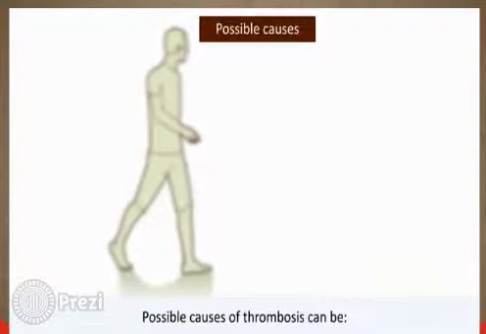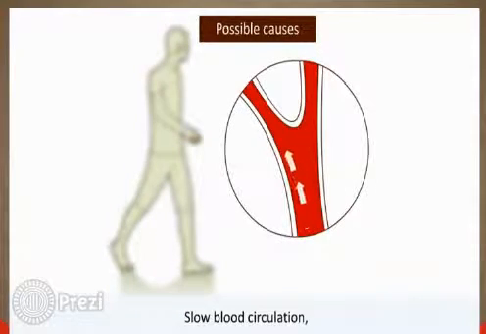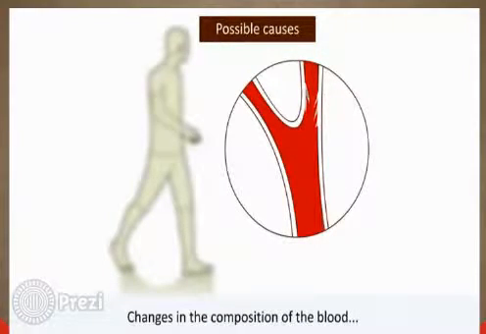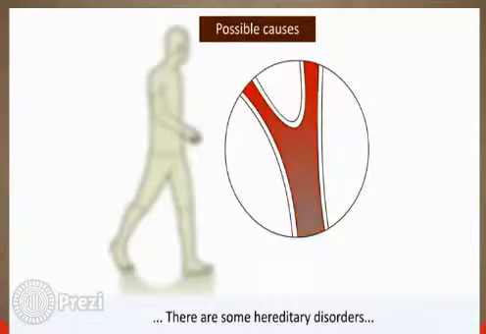Possible causes of thrombosis can be slow blood circulation, damaged wall of the blood vessel, changes in the composition of the blood. There are some hereditary disorders.